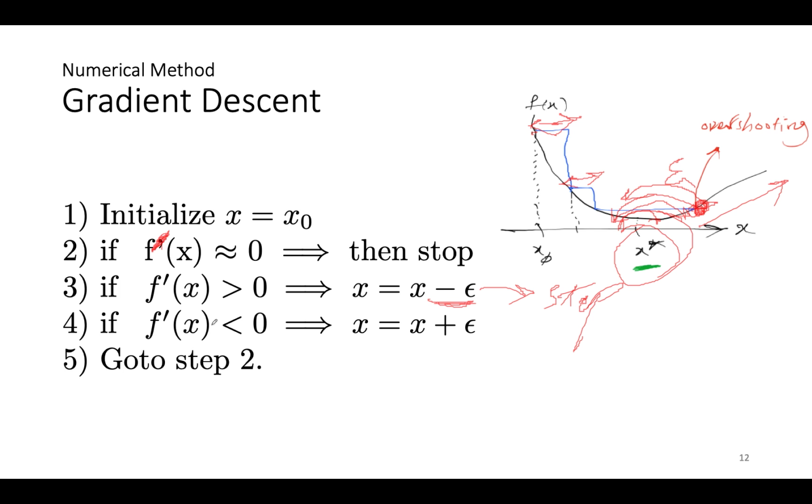Otherwise, if the slope is still decreasing, we need to add that step size and just carry on going in a loop, right, up until we either reach a stop point or we might have overshot the solution, okay?